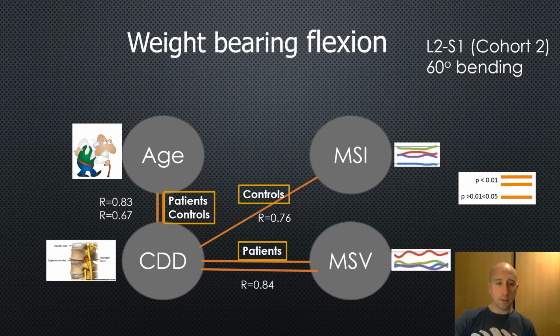In the weight-bearing functions, we find, again, correlations between age and degeneration, of course, it's the same people, and that there is a strong correlation between degeneration and motion sharing variability in patients, but not in controls.